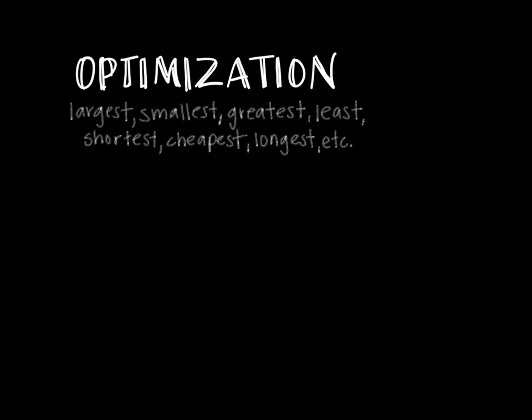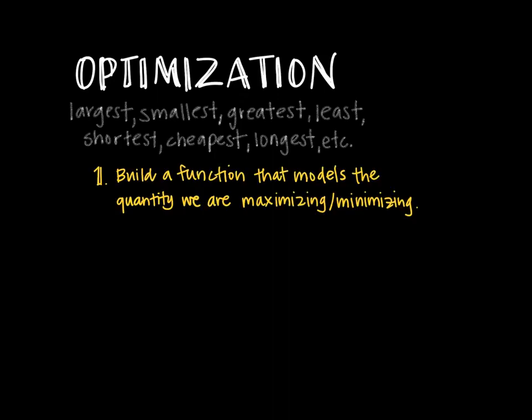In this video, where we're going to be doing some optimization problems and talking about some techniques, I'm going to refer to the process of solving an optimization problem as breaking down into 3 separate steps. The first step is to build a function that models the quantity we are maximizing or minimizing. This involves a lot of work and a lot of focus on detail. We'll be talking about tips on how to do that effectively and well.